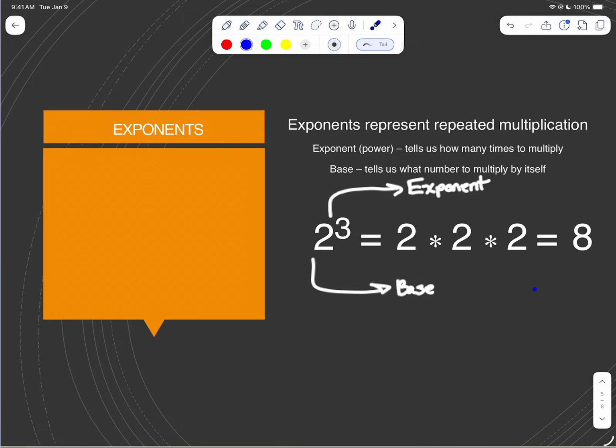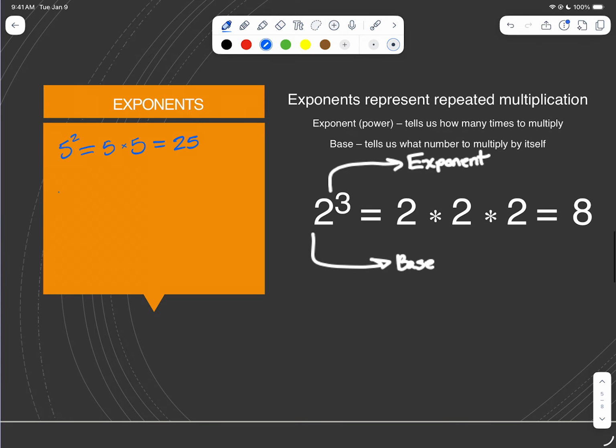One common mistake that you'll see is people multiplying the base and the exponent together. 2 cubed does not mean 2 times 3, which would be 6. 2 cubed means 2 times 2 times 2, which equals 8. Another example would be something like 5 squared. That would be 5 times 5, which equals 25.